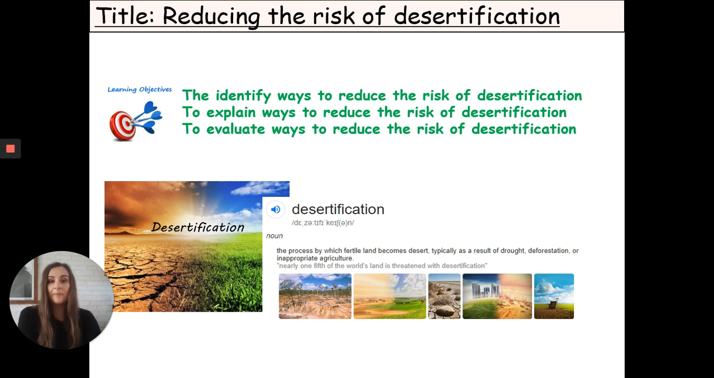So just as a reminder, desertification, there's a definition up there, is the process by which fertile land becomes desert, and it's typically as a result of things like drought, deforestation and inappropriate agriculture.